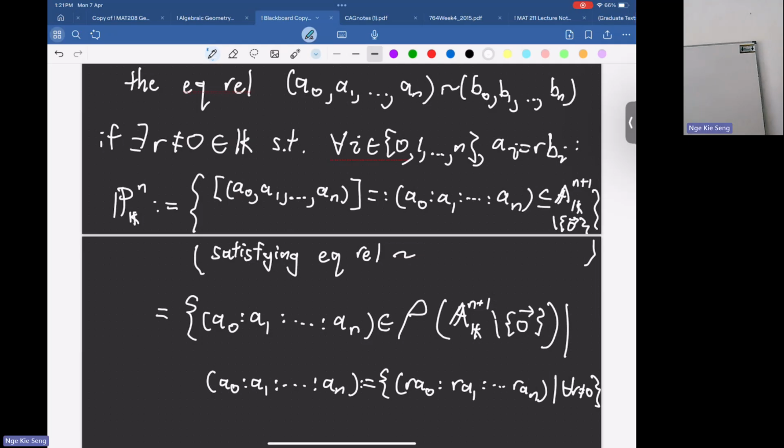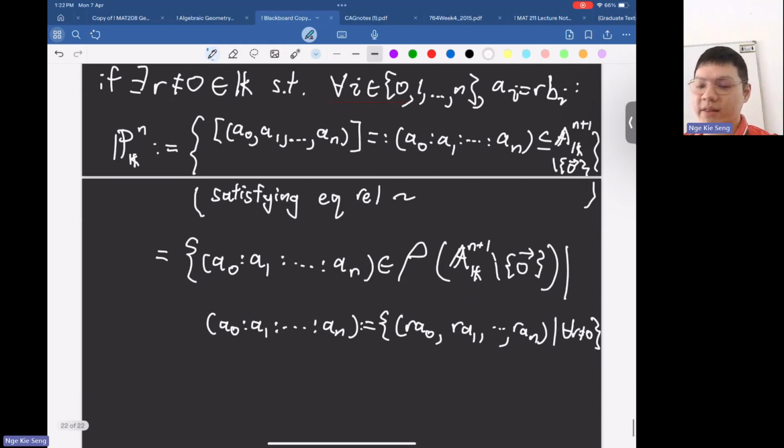So if you take R with 0, then this 0 will live in every partition. So we just throw it away. Oh yeah, thank you. So here is just a point. Okay.